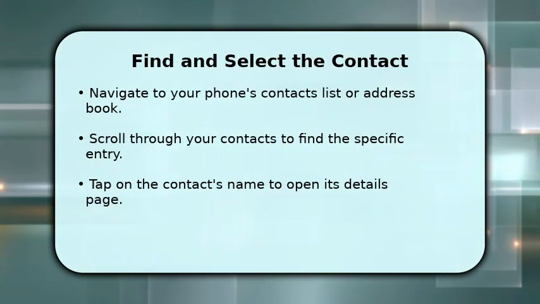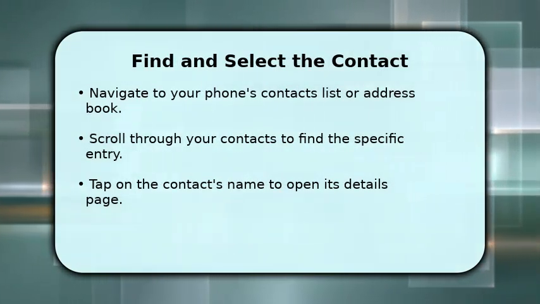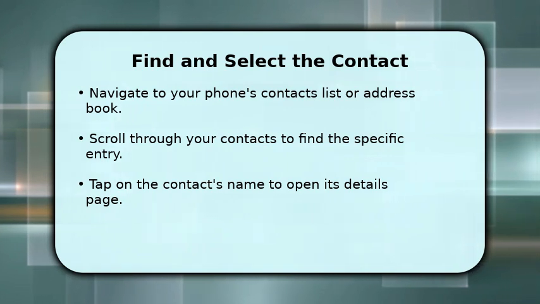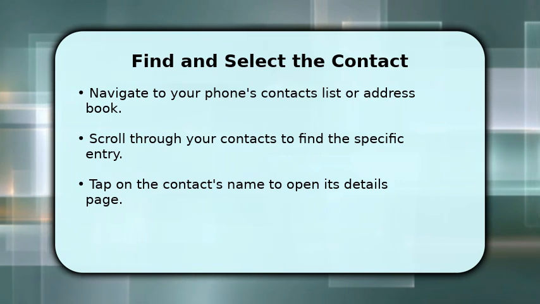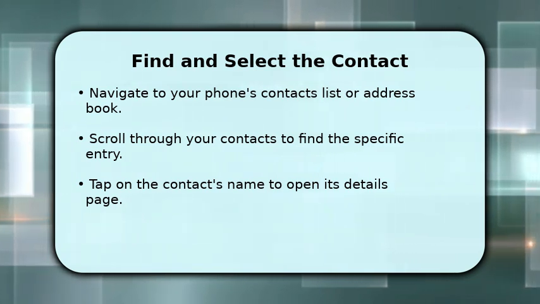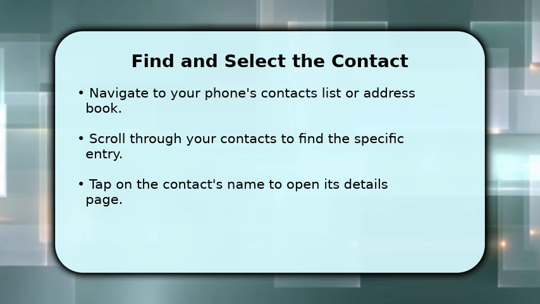Once you're in your Contacts app, you'll see a list of all your saved numbers. Scroll through this list until you find the contact you want to delete. It might be helpful to use the search bar if you have many contacts. After locating the correct entry, simply tap on its name.